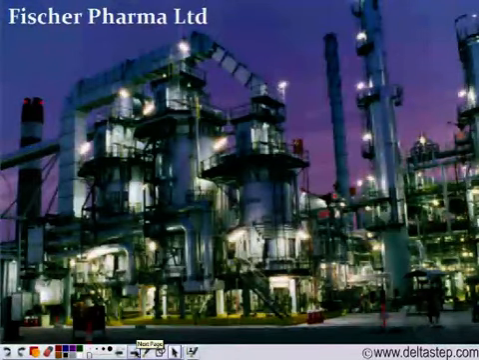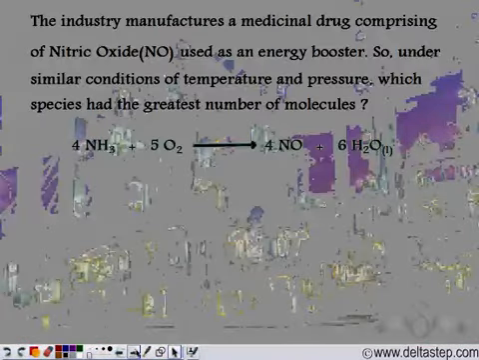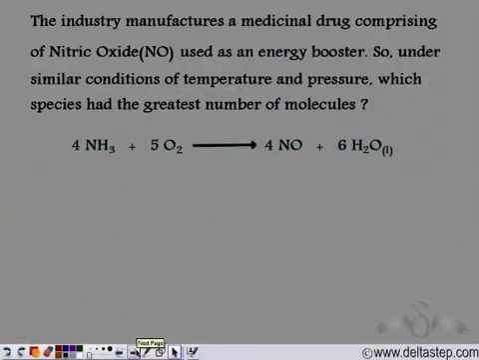So again, we have the same industry, that is Fisher Pharma Limited, which produces a drug that uses nitric oxide. In this case, the industry is producing the drug using nitric oxide. Under the same conditions of temperature and pressure, which of the following species contains the maximum number of molecules?